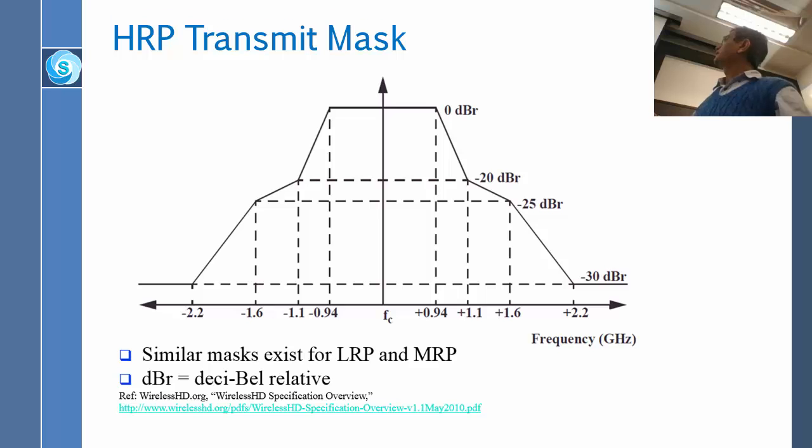Then you have to come down. Basically, at 1.1 gigahertz above the central frequency, you have to come down by minus 20 dB. So up to 0.94 you can have full power. Between the central frequency plus 0.94 gigahertz and the central frequency plus 1.1 gigahertz, you will come down in power like that. And after that, it will be even less, and so on and so forth.